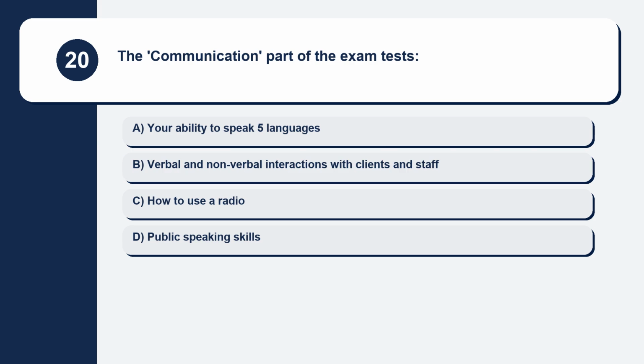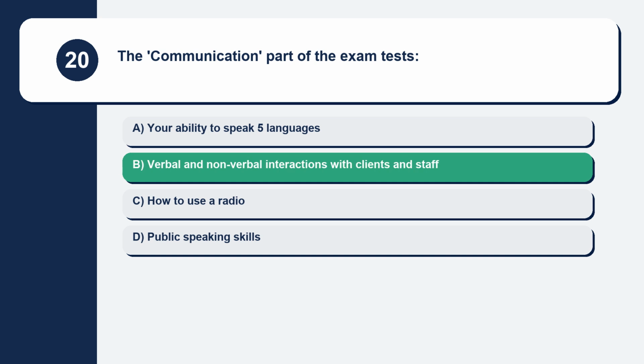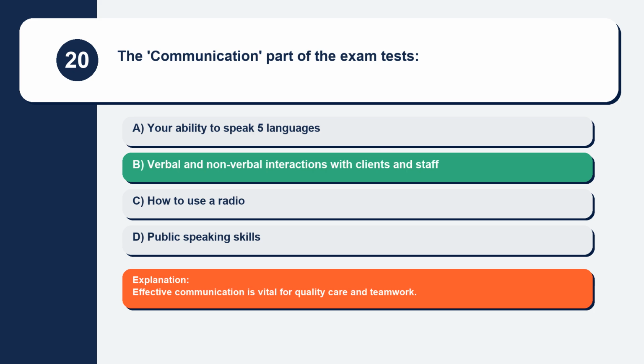Question 20. The communication part of the exam tests: your ability to speak 5 languages, verbal and nonverbal interactions with clients and staff, how to use a radio, public speaking skills. Effective communication is vital for quality care and teamwork.